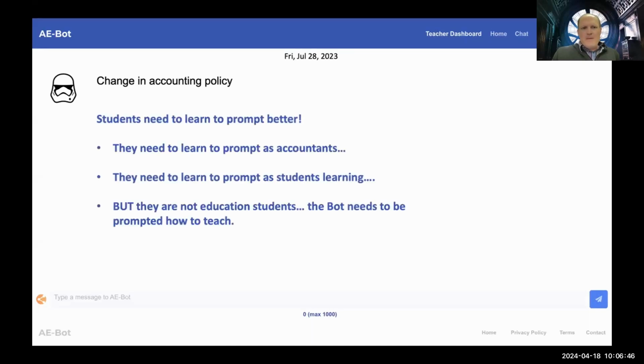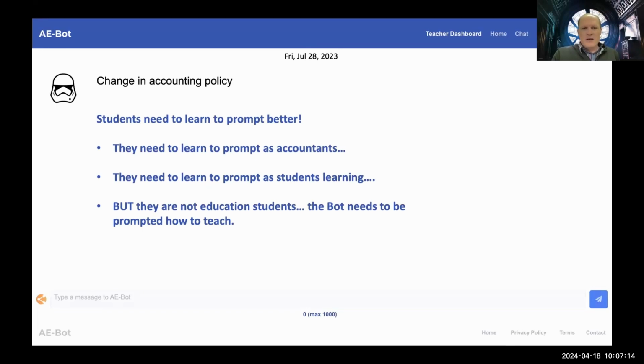So we learned from this that our students need to prompt better, and we're going to have to help them with that. So despite developing this bot for them, we need to help them in various ways. One is developing the bot for them, and the other way is to teach them to prompt better. But when we sat back and thought about this, I want to help my students prompt better for their profession, which isn't teaching. I want to prompt them better to be a better accountant.